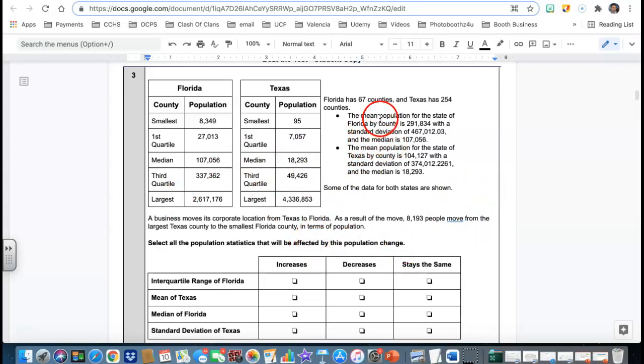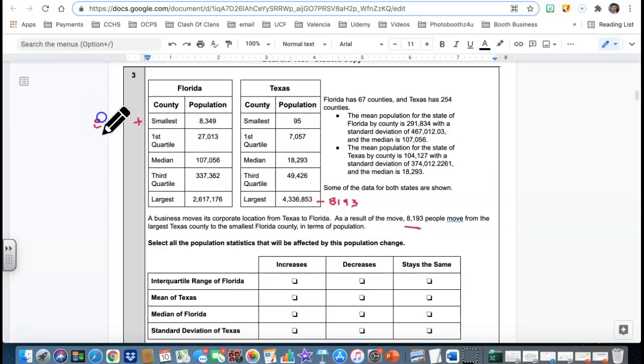So I need to understand what the mean is, the average. Standard deviation, I'm going to show you the formula in a minute. But the median is the middle value. I'm going to show you that on the box and whisker plot that I'm going to do for each one of these. The second thing is we need to see what question they're asking me. Before we proceed, they said that the business is going from the largest to the smallest, and it's going to be around 8,000 people, 8193.